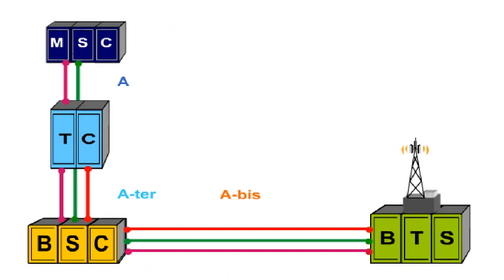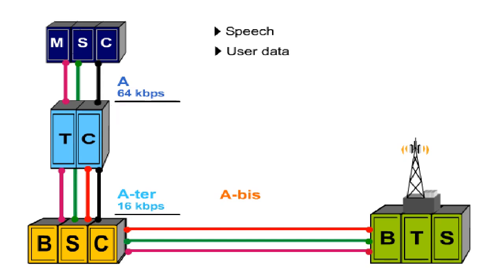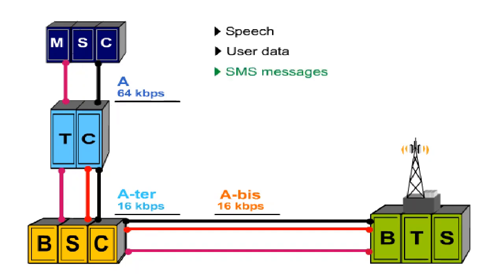Let's consider the transmission of speech and user data, which is transmitted at a data rate of 64 kilobits per second over the A interface, at 16 kilobits per second over the ATER interface after being turned into transcoded speech or rate-adapted data, and also at 16 kilobits per second per subchannel over the A-bis interface. SMS messages are transmitted via signaling channels.